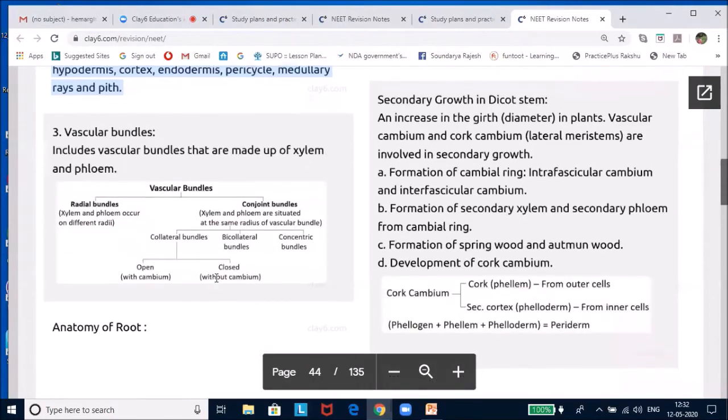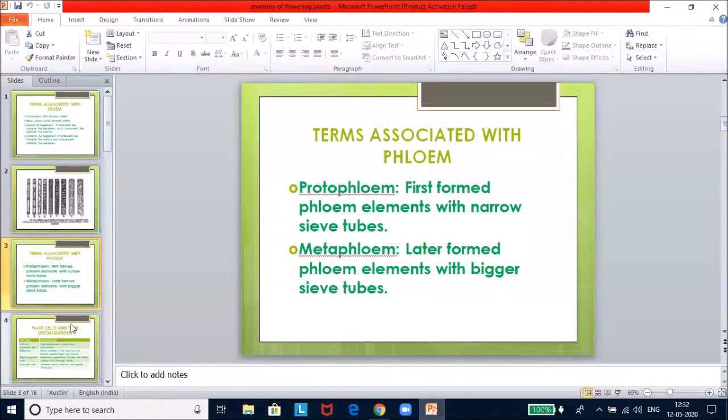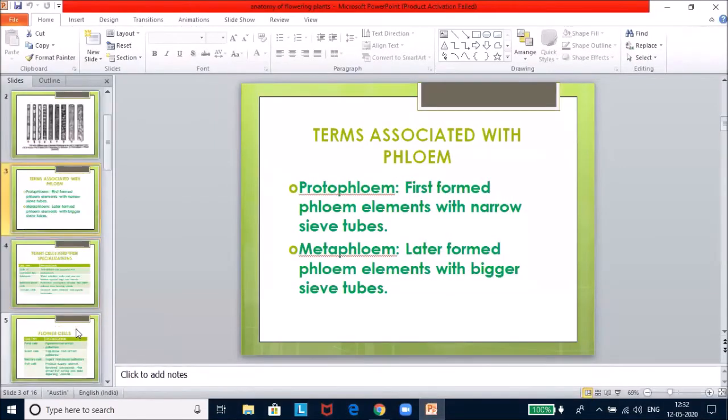If you look at the classification of vascular bundles, there are radial bundles and conjoined bundles. Conjoined bundles can be collateral, bicollateral, concentric, open and closed. Now please note these terms, okay?